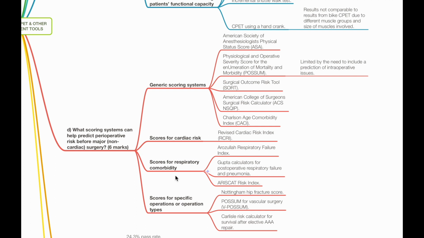Scores of respiratory comorbidity include Arozullah Respiratory Failure Index, Gupta calculators for post-op respiratory failure and pneumonia, and ARISCAT Risk Index. Scores for specific operations or operation types include Nottingham Hip Fracture Score, V-POSSUM, and Charlson Risk Calculator for survival after elective AAA repair.